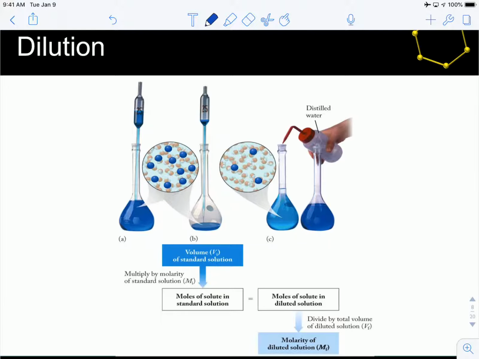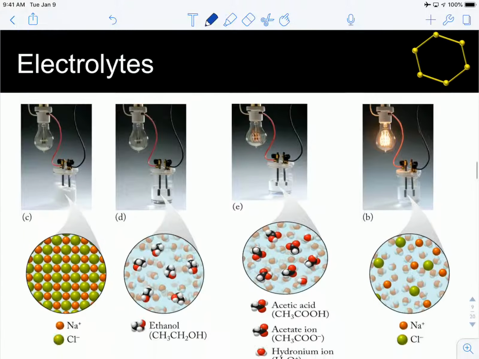So what you do is you get it dissolved in a smaller volume, something less than the liter, then ultimately you bring it up to volume using something like this, a squirt bottle, up to the line. Once everything is dissolved, that's the proper way to make a solution.